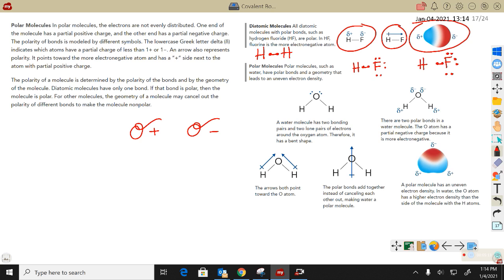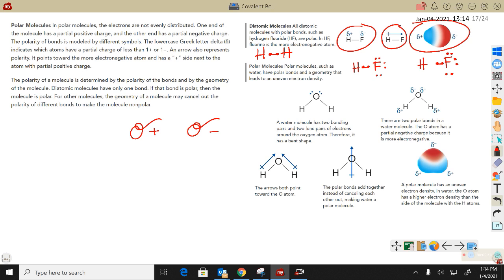Well, obviously, if I have the same atom bonded to itself, it's going to share the electrons the same, and the electrons then are not being pulled closer to one hydrogen or the other. They'll be shared equally. And that does not create regions of charge, which then means there's no partial positives or no partial negatives. And we'd say it's a nonpolar bond. And since it's the only bond in the molecule, we can also say it's a nonpolar molecule.